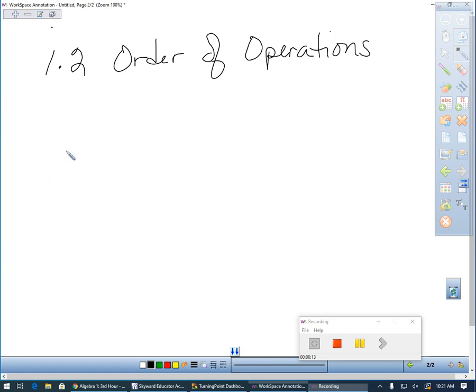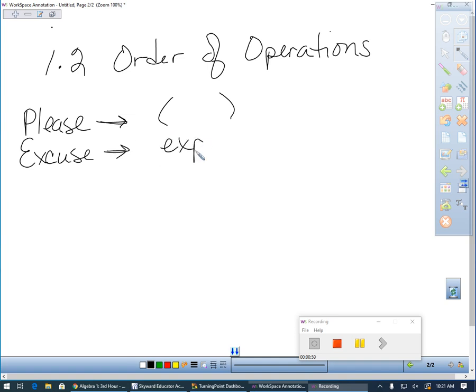So let's start at the beginning. The please, of course, represents what? Parentheses, right? So we have to do our parentheses first. Excuse is for what? What does the E represent? Lola? Exponents, very good.